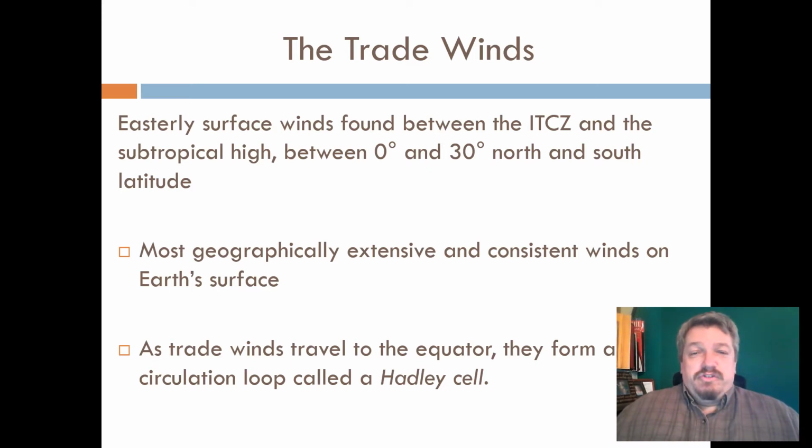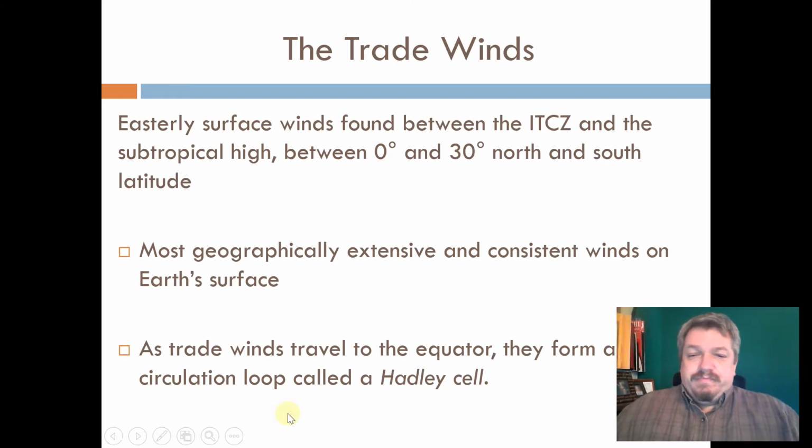Because they blow so strong and consistently, they're called the trade winds because back in the days of sailing ships, sailors knew this, and they would sail south to between 0 and 30 if they wanted to go east, and just basically hitch a ride on those winds because they were constant.